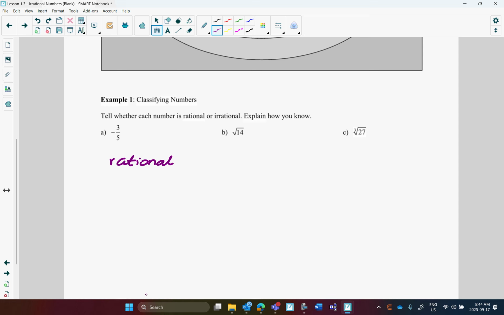Square root of 14. Irrational. Because it's not a perfect square under the square root. Which means that if you take the square root, you're going to get a decimal answer that never ends or never repeats. How about this one? Rational. Why? Yeah. Because this equals 3, which can be written as the fraction 3/1.